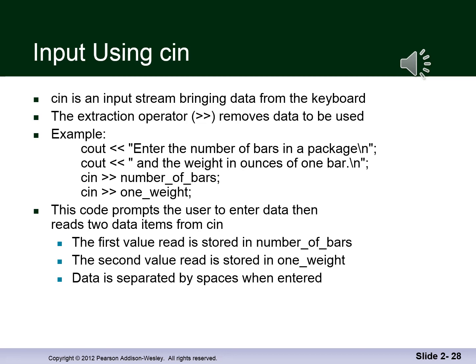So here's an example. Cout, enter the number of bars in a package, new line. Cout, and the weight in ounces of 1 bar, new line. And then the cin statement would accept the number of bars and 1 weight. The code prompts the user to enter the data, then reads 2 data items from cin. The first value read is stored in number of bars. The second value read is stored in 1 weight. And the data is just separated by spaces when entered, white space.